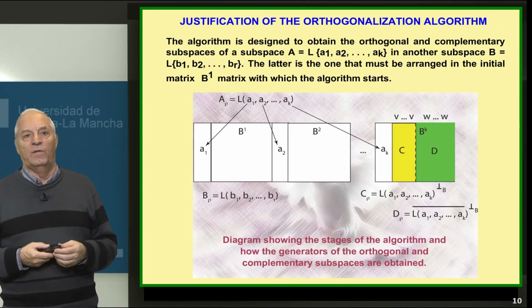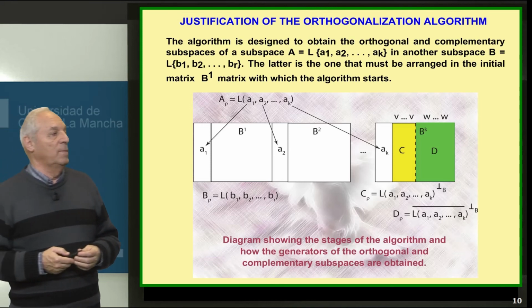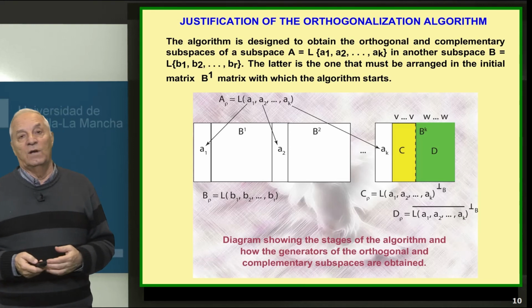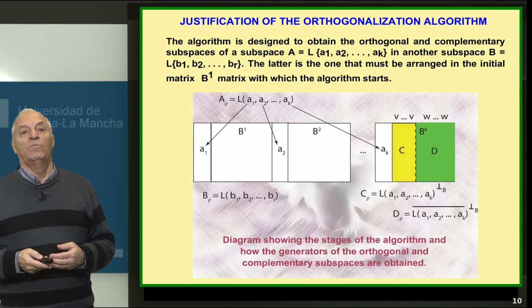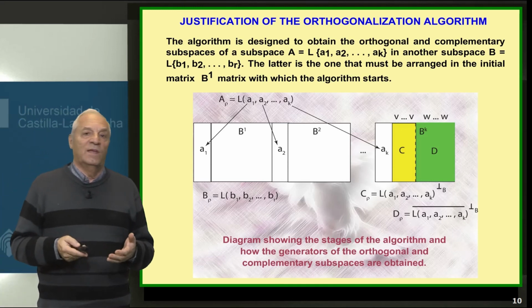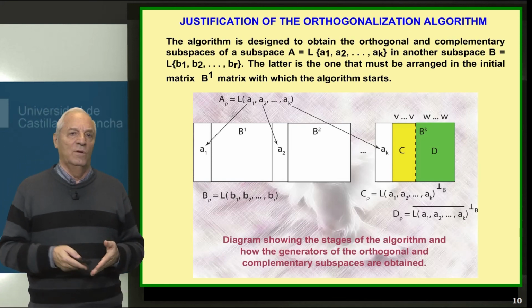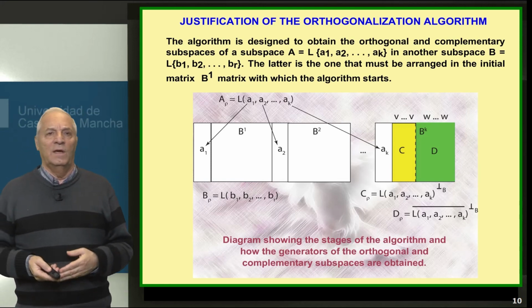Therefore, the algorithm is very elegant, very powerful, and has some really amazing properties, like keeping those properties of the scalar products: 1 for the pivots and 0 for the non-pivots, which really surprises anyone.